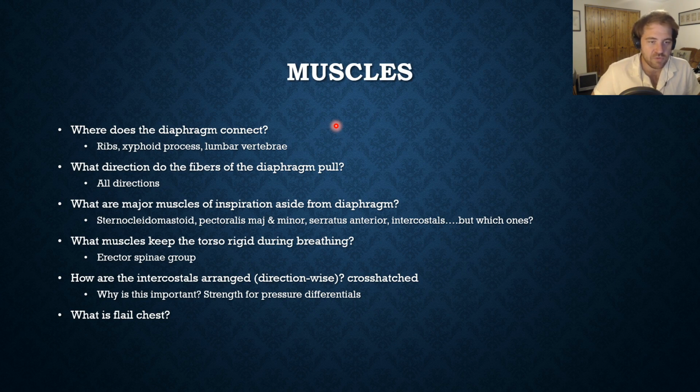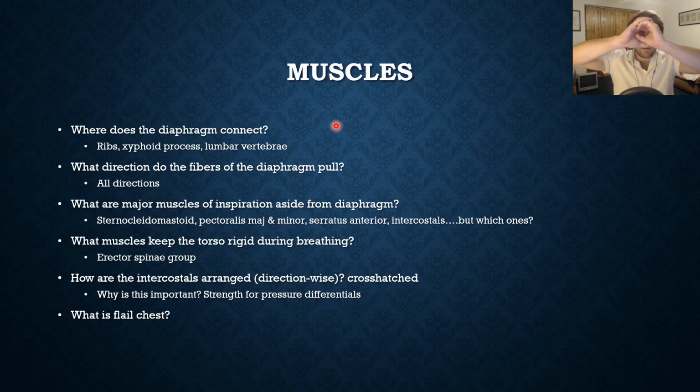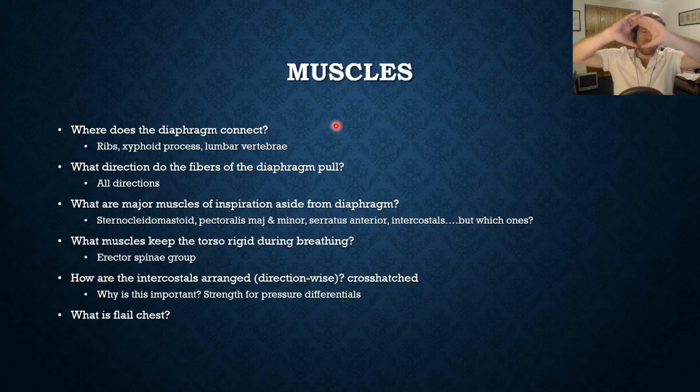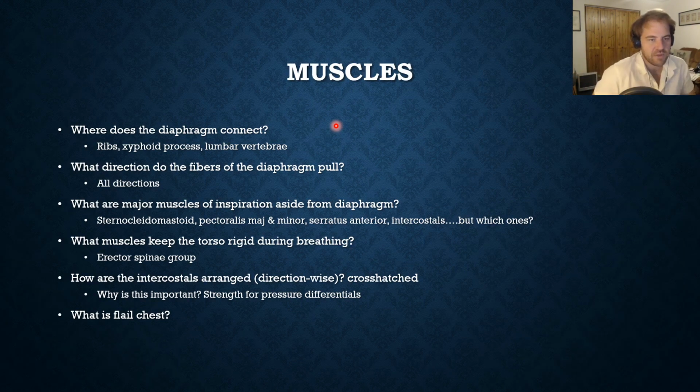What direction do the fibers of the diaphragm pull? Well, as a whole unit, they're going to pull in all directions, because you've got your central tendon right here, and then the outer wall of the diaphragm is all around, and so they're going to kind of all pull out like that. And what it's going to do is bring the diaphragm from a domed shape down, right? So it's going to pull in all directions to bring this down.